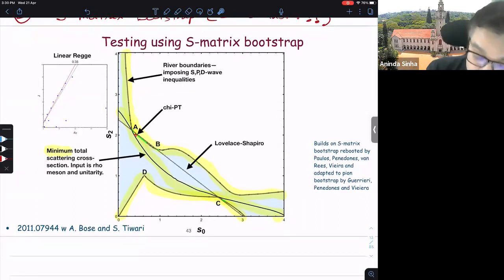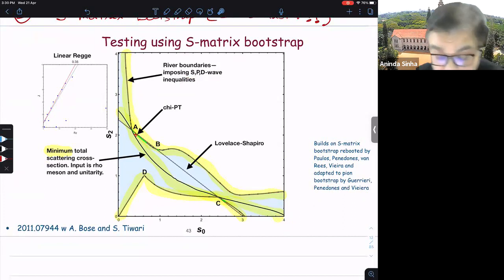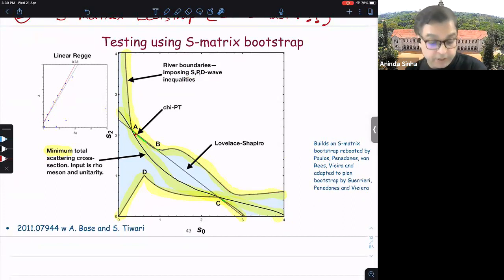So what we do is we now impose various constraints because, of course, to reduce the allowed number of S matrices down, you need to put in more constraints. So here, in getting these so-called river boundaries, we impose some additional S, P and D wave inequalities, which are basically motivated from chiral perturbation theory. You can ask me later where this came from, but for now, just think that we have put in some more constraints.